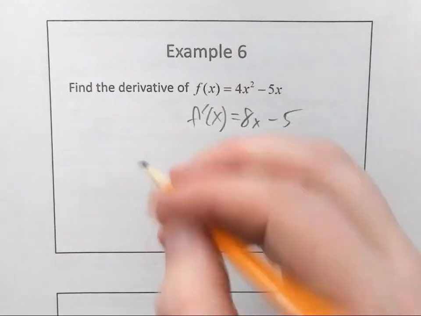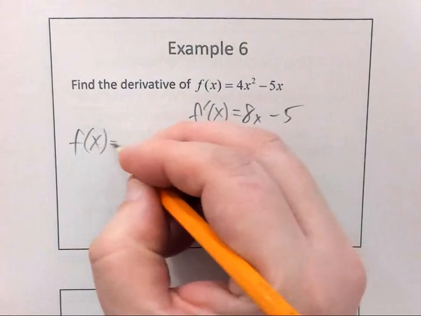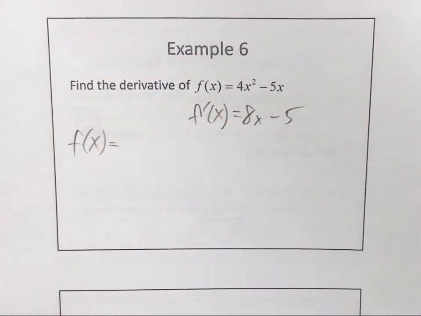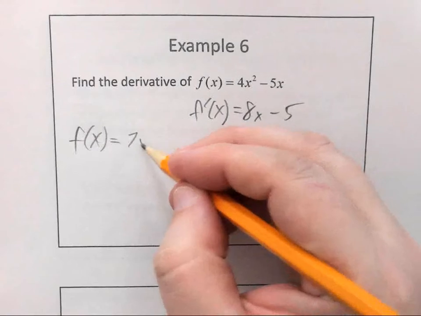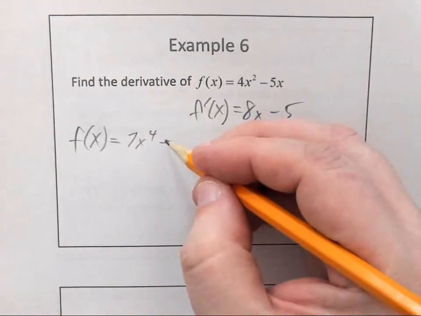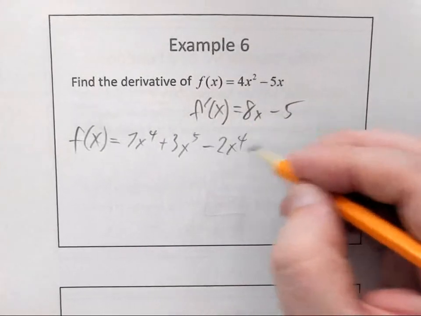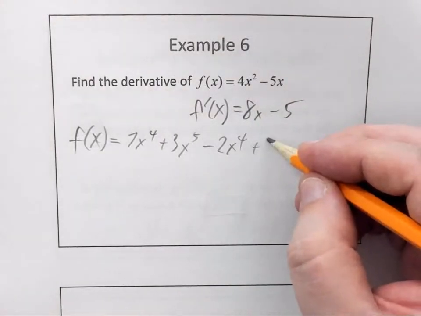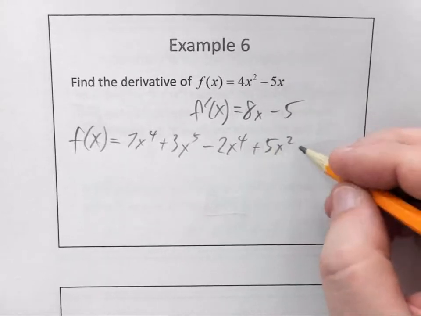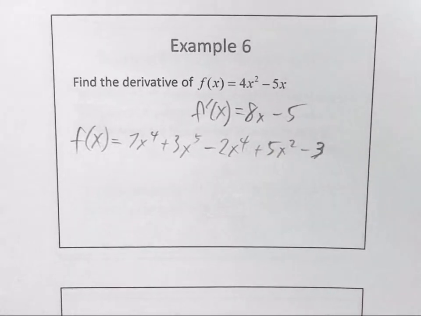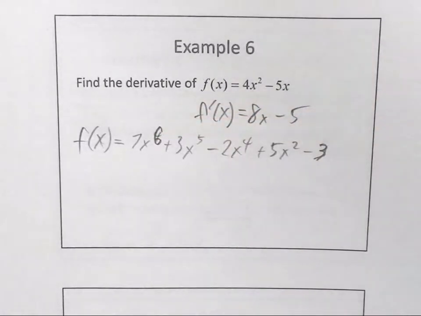Let's do a different one. What if I have f of x? I'm looking for you guys to try to see a pattern. Okay? What if I have 7x to the 4th plus 3x to the 5th minus 2x to the 6th plus 5x squared minus 3? I forgot, I said 4th and then wrote 5th next.